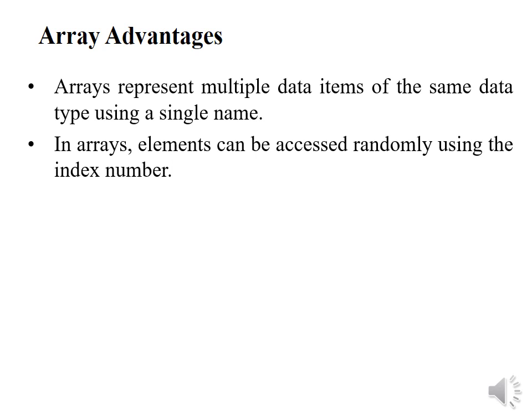In an array, elements can be accessed randomly using the index number. So any random element can be accessed using the index number or its subscript. So ARR of 1, ARR of 4. This is nothing but randomly accessing the elements which are stored in the array by their index number. It can be used for sorting the elements. So if you want to perform sorting operations in a data structure, then an array will play an important role. So sorting operations can be easily performed with respect to an array.